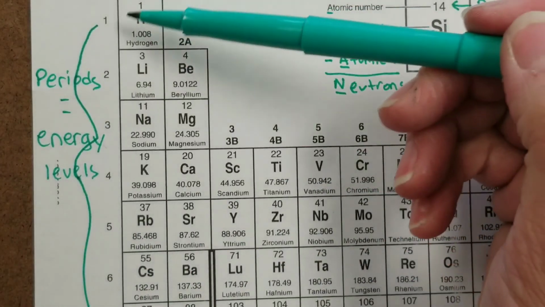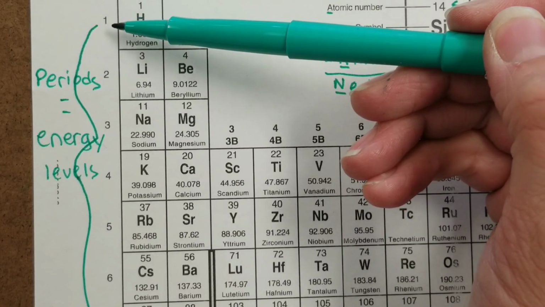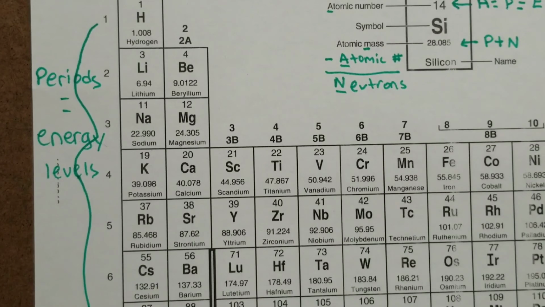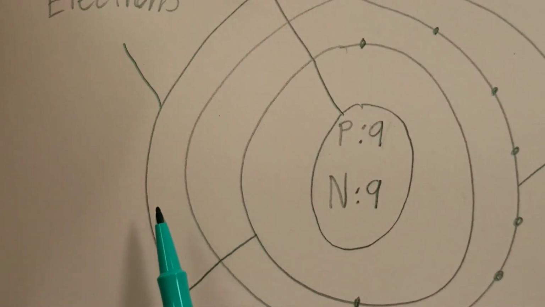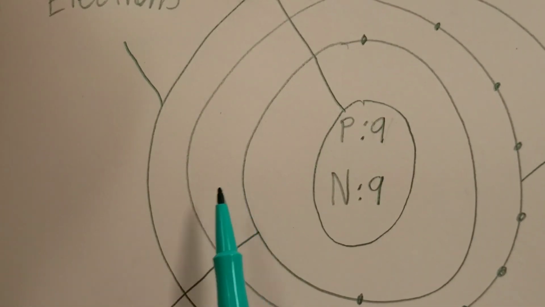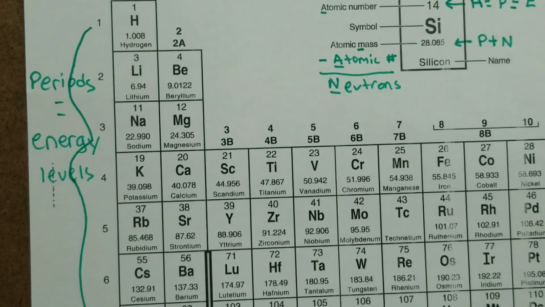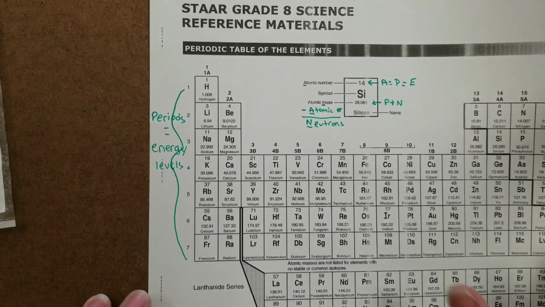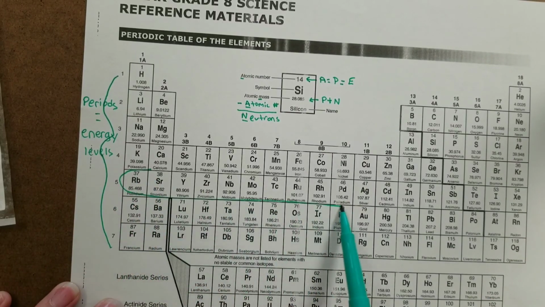So, for example, period 1, every element in this row, in this period, has 1 energy level. So that's like when we drew our Bohr models. When we drew the Bohr models, these coming away from the nucleus, these were the energy levels. So this would be like 1 energy level, 2 energy levels, 3 energy levels. That's what I'm talking about here with periods equal to energy levels. And I'm going to circle period 5 just to show this is a period. This is what I'm talking about.